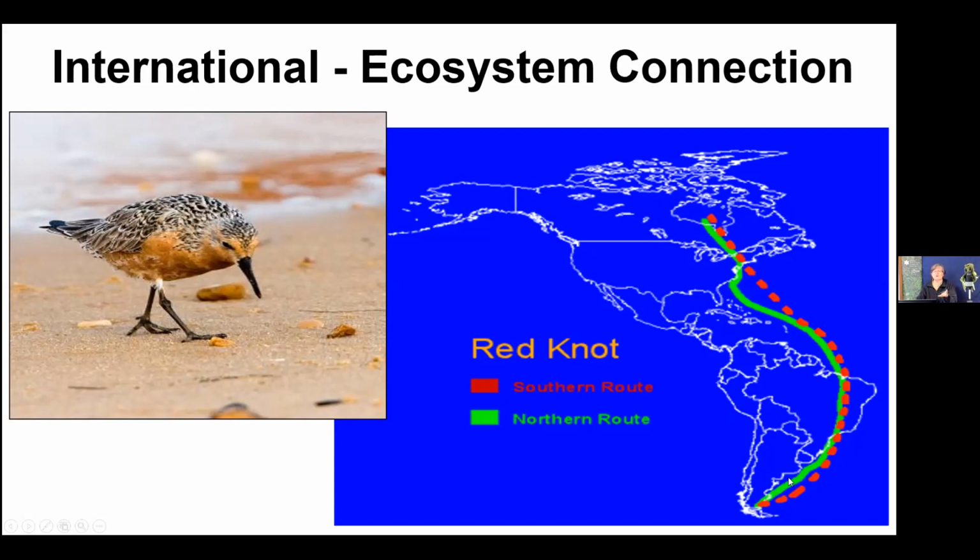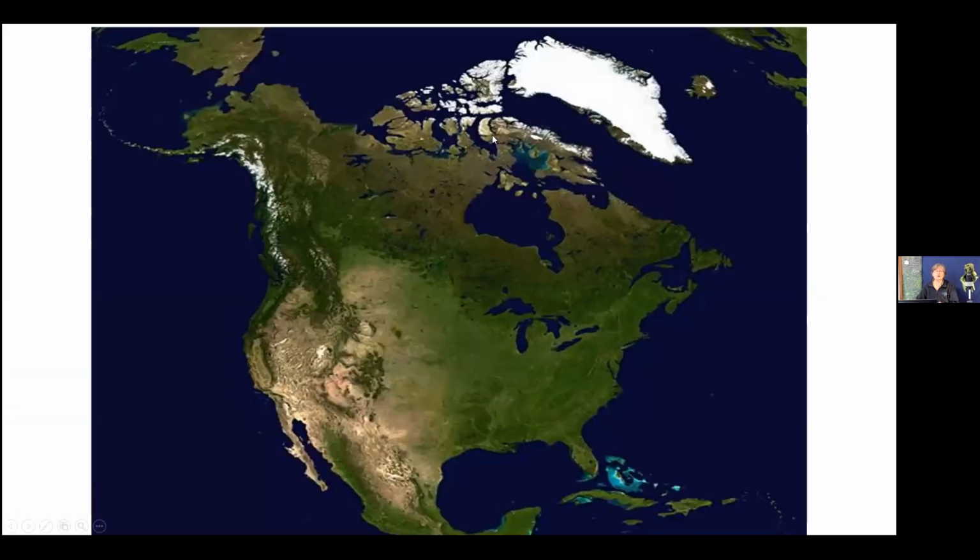So animals don't have borders. They don't know that they're going to another country. All they know is they need to find a place to rest, to feed, to nest. So this might be a perfect situation.